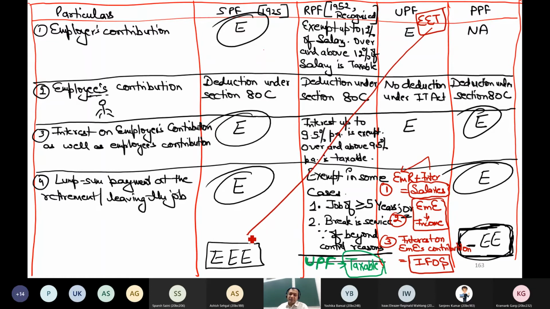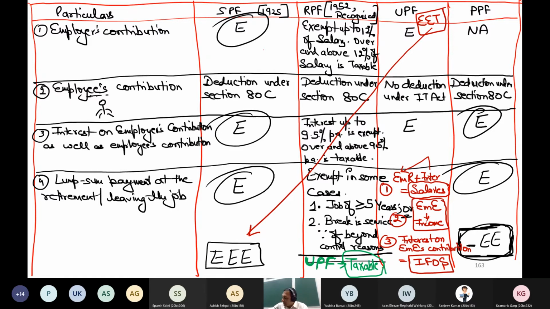Okay, SPF follows which concept? EEE. And in RPF, you cannot frame any concept because it is exempt up to some extent, taxable up to some extent. But in newspapers, when you read somewhere, you will see these things: EEE, EET, ETE, etc. This is the tax treatment of provident funds.